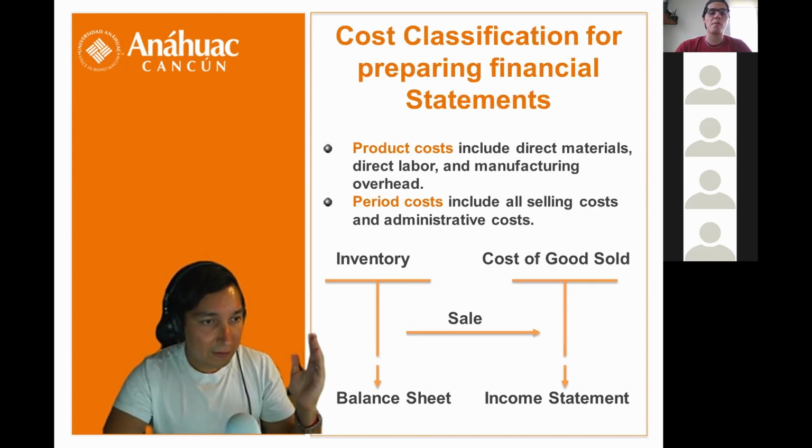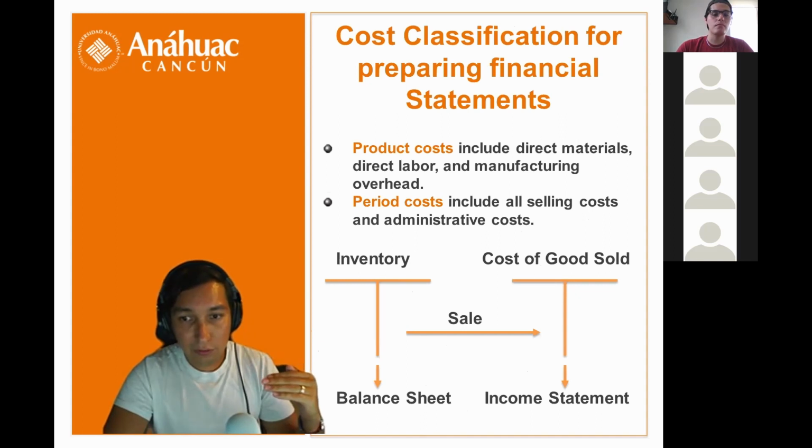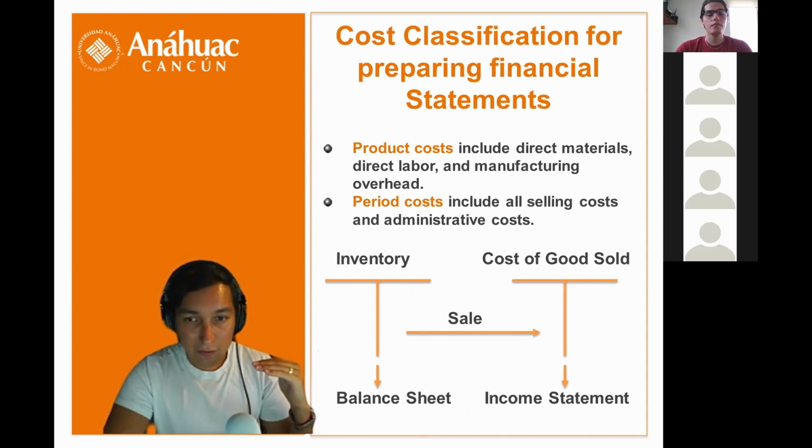And let's go further into that. So what's happening here: the product costs, including those direct materials, direct labor, and MO, are all sitting as inventory on the balance sheet. And then when we sell it, it goes into cost of goods sold, the expense account on the income statement. And that's an important thing to remember, because it's an application of the matching concept that I just talked about.